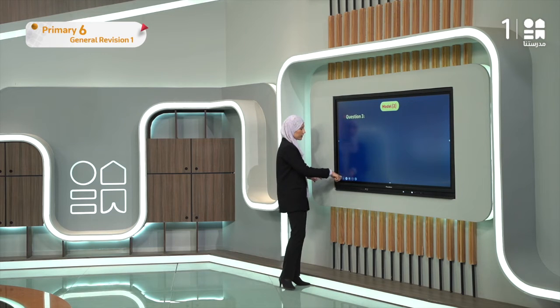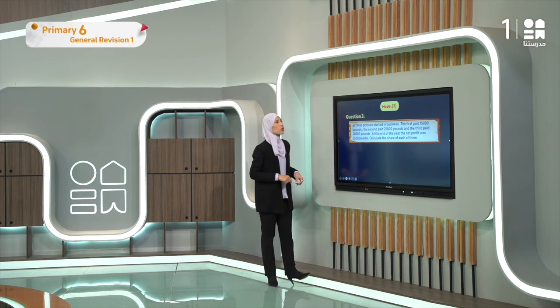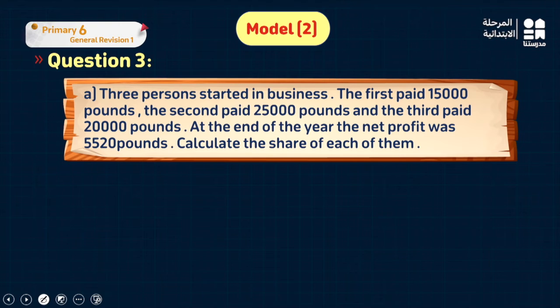Let's see the next one. 3 persons started a business. The first paid 15,000 pounds, the second paid 25,000, sorry, and the third paid 20,000 pounds. At the end of the year, the net profit was 5,520 pounds. Calculate the share of each of them.